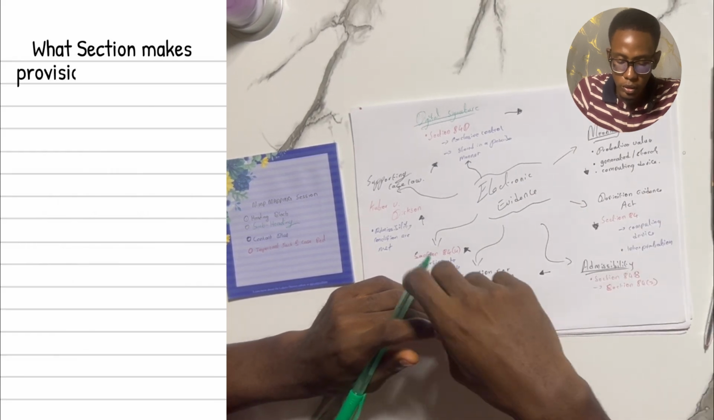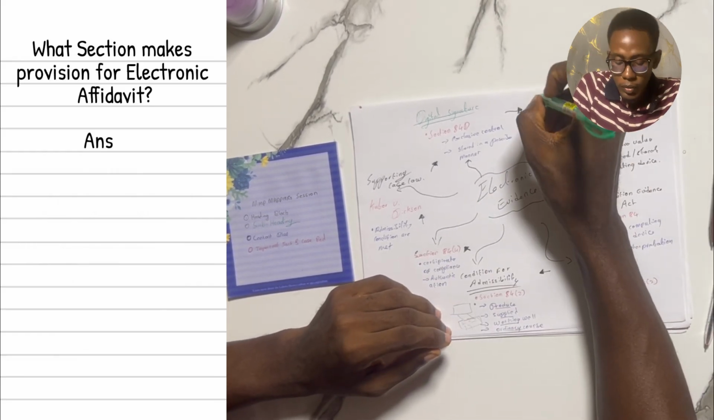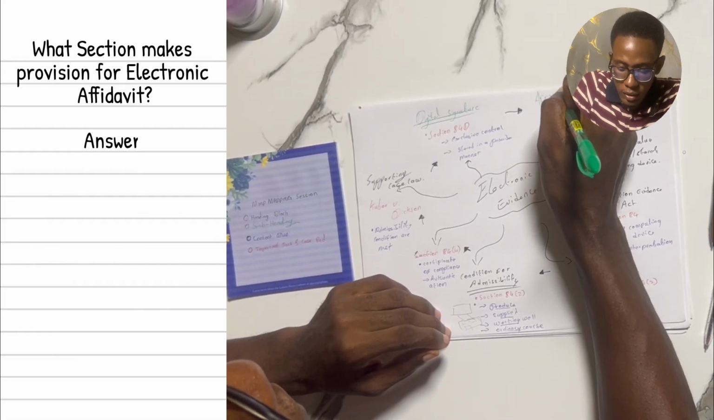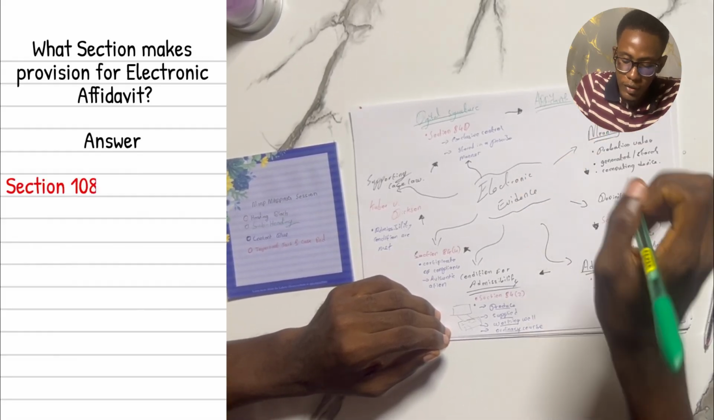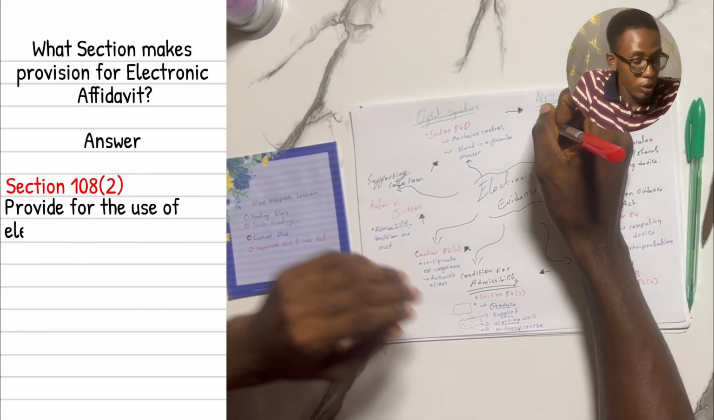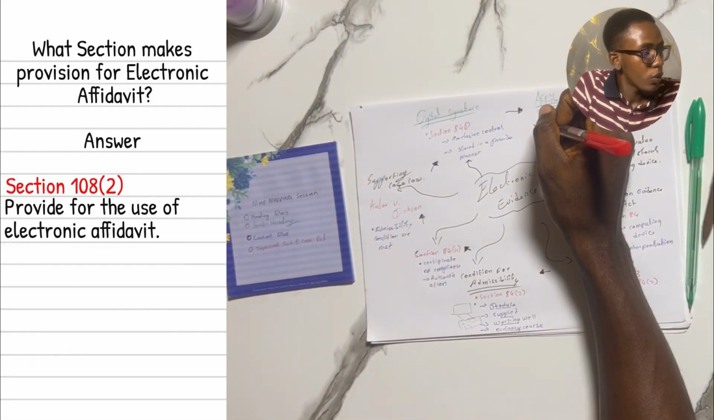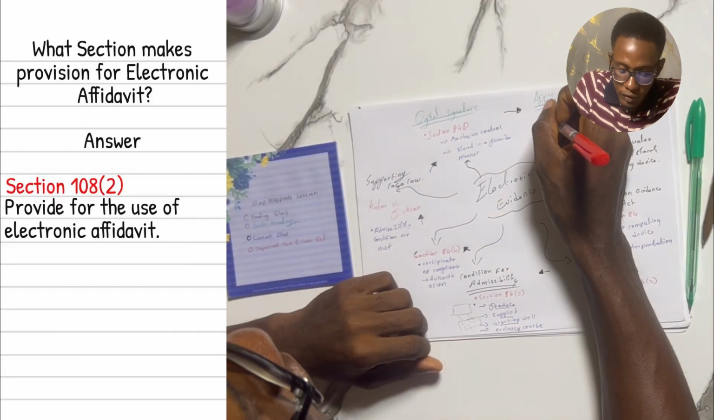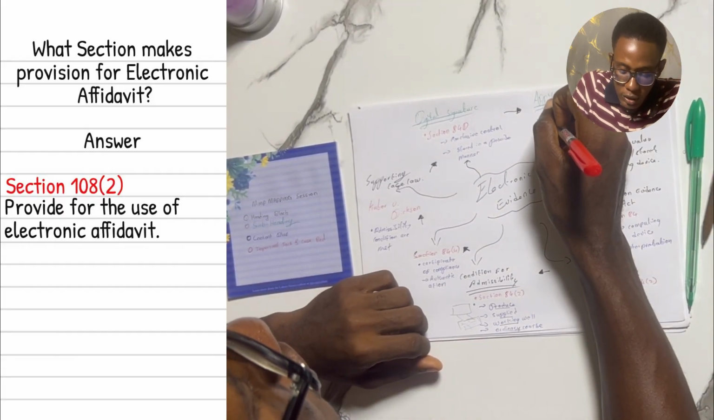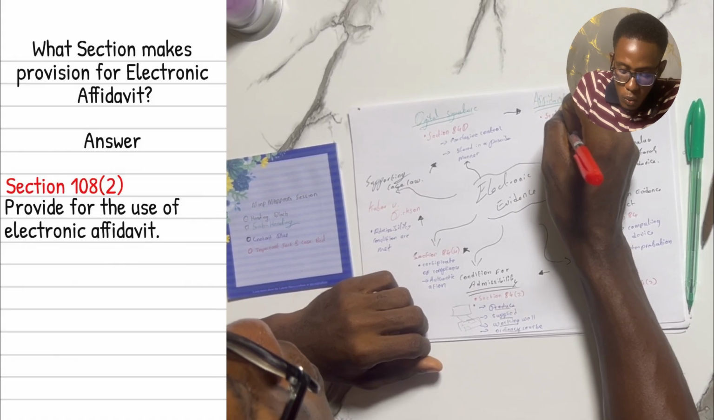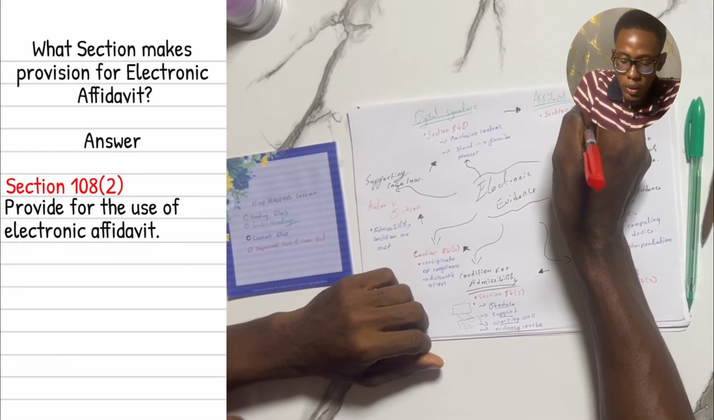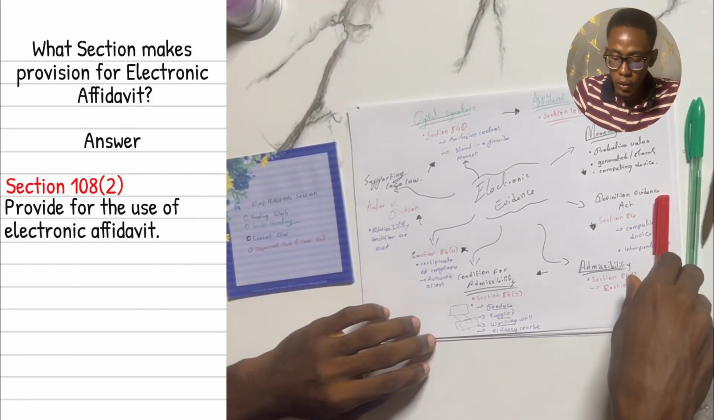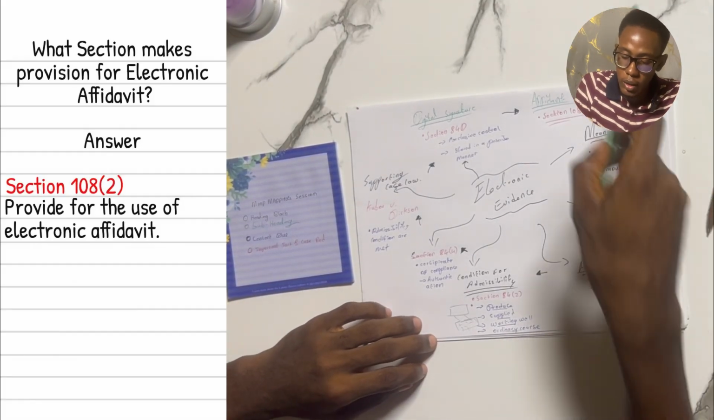Lastly, concluding points is affidavit. So that is provided in section... The question is, what section makes for electronic affidavit? Now we recognize electronic affidavit, and that's provided in section 108. 108 provides for electronic affidavit. So that's our concluding points right there.